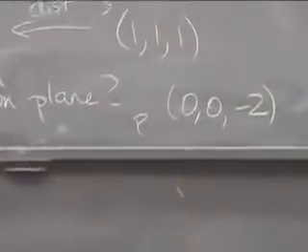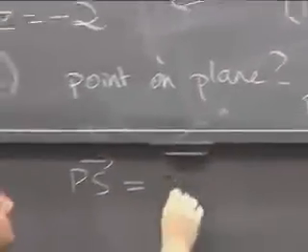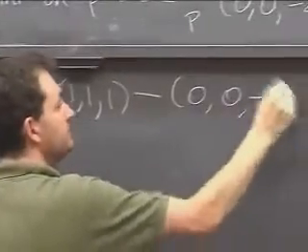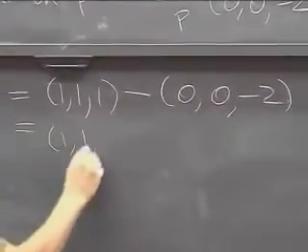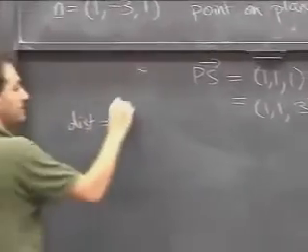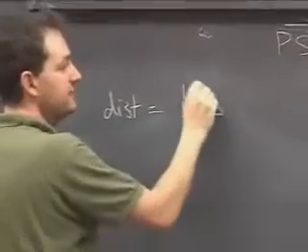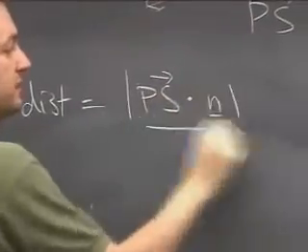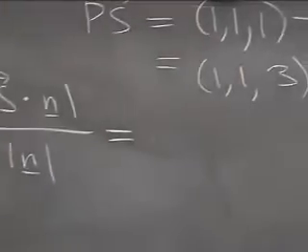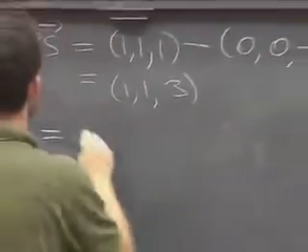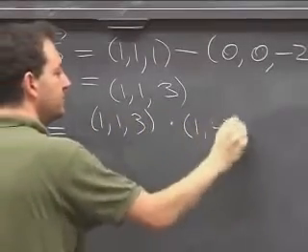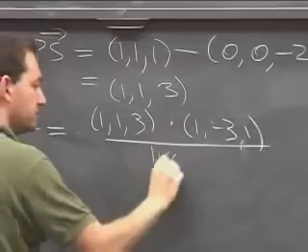So the vector P to S is equal to 1, 1, 1, that's the S coordinate, minus the initial coordinate, 0, 0, minus 2. So I get 1, 1, 3. So there's my PS. So the distance is equal to the absolute value of PS dot the normal over the length of the normal, which is (1, 1, 3) dot (1, minus 3, 1). Everything's 1s and 3s just by accident, over the length of the normal.